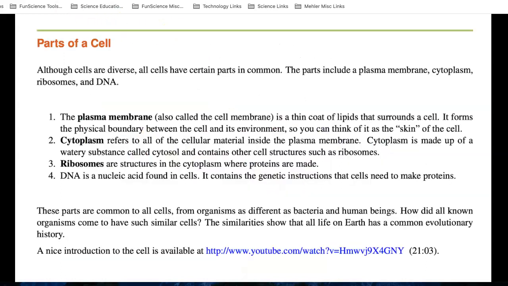Although cells are really different from one another in different shapes and sizes, they all have some very common parts. And these might be the plasma membrane, or you'll hear me call it the cell membrane. So plasma or cell membrane means the same thing. The cytoplasm, the liquid that's inside the cell, ribosomes, all cells have ribosomes, and all cells have DNA. So they're listed here for you. They talk about the plasma membrane or cell membrane, cytoplasm, ribosomes, and DNA.